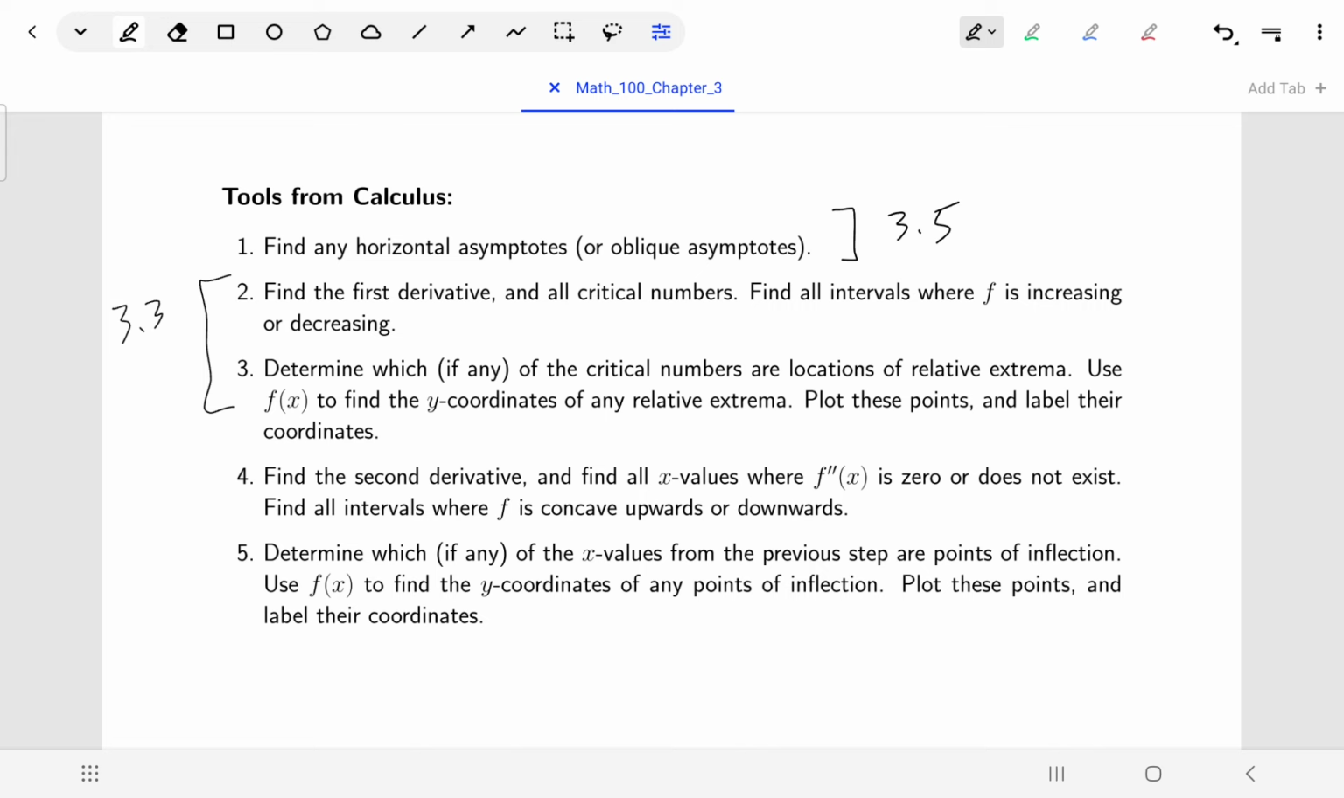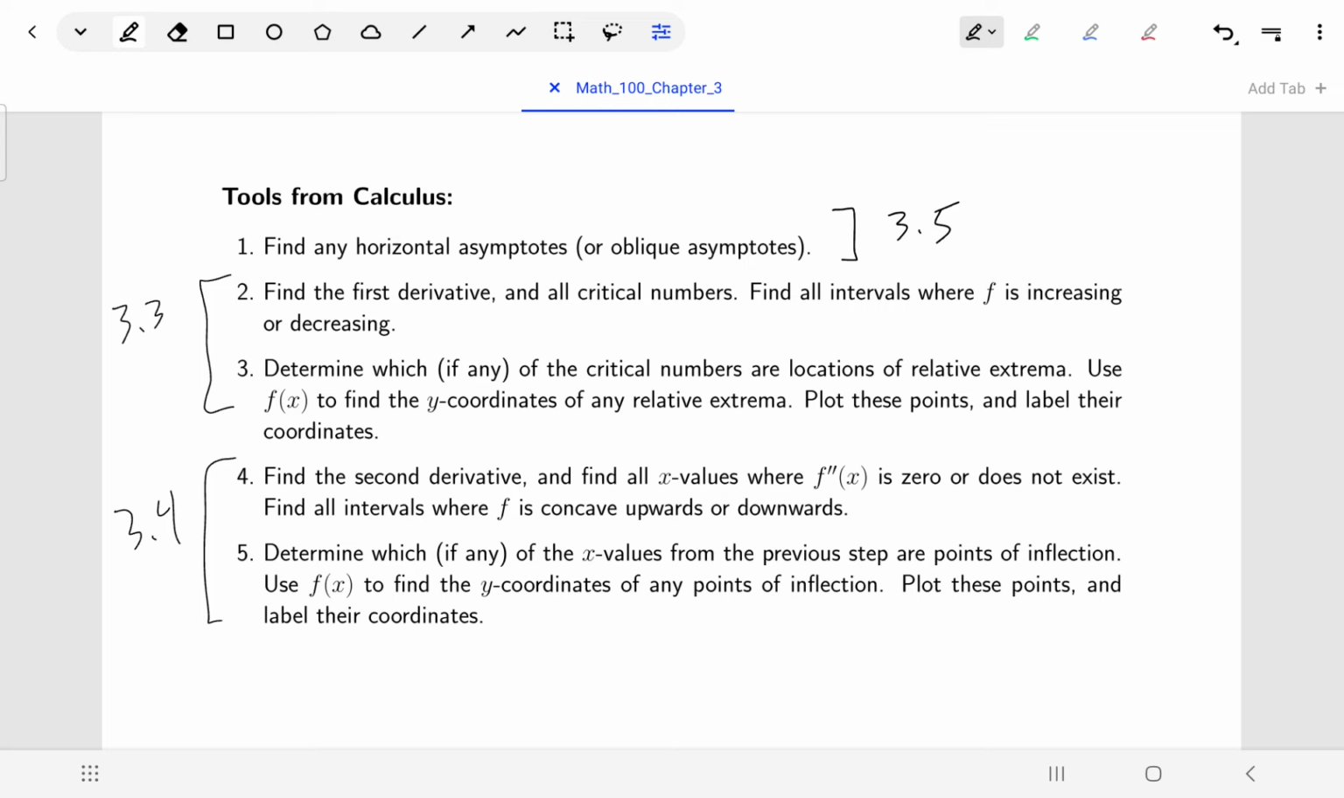And then once we know all the maxes and mins, then we'll work on figuring out how concavity is working. And so we'll look at our second derivative, and we'll find out where the second derivative is 0 or undefined. We'll do our usual number line business that we did back in 3.4 to figure out where we're concave up or concave down. Of course, if there's places where we switch concavity, we should be able to tell whether or not that counts as an inflection point.